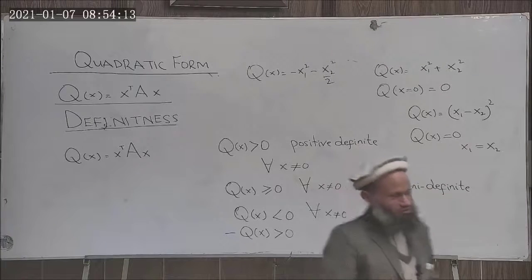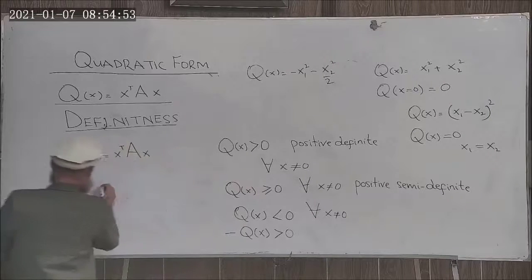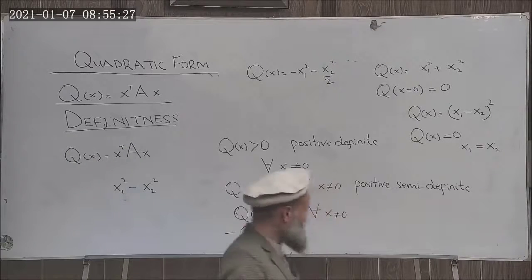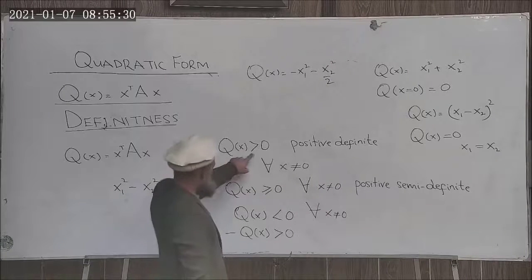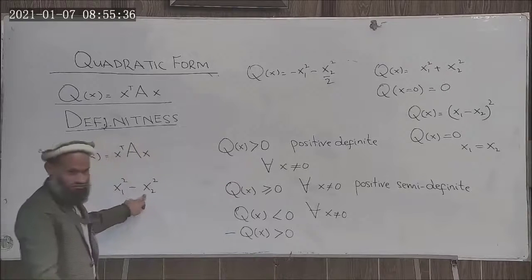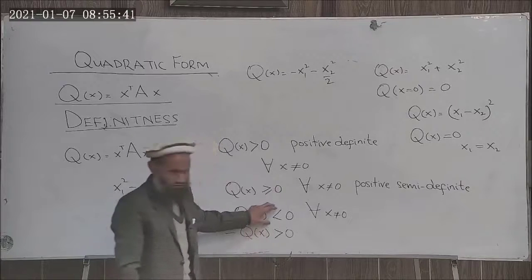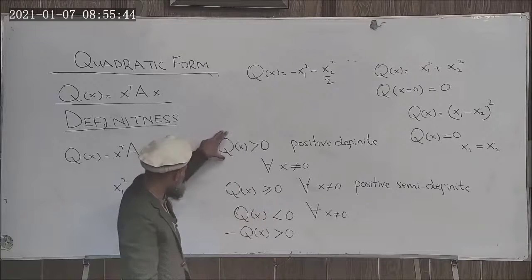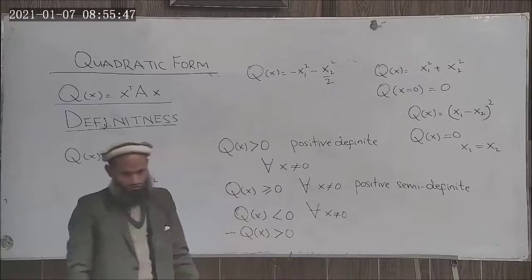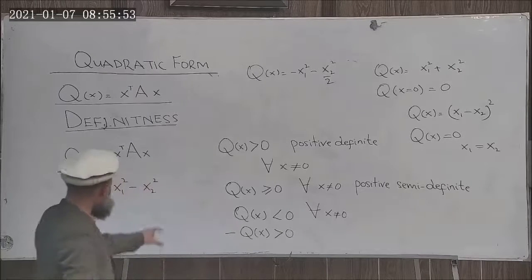And if a function is neither positive definite nor negative definite, it is called indefinite. So what about this function, for example? Does it satisfy this condition? It can even be less than 0 for some x. Does it satisfy this condition? No. So it satisfies neither this one nor this one. So this is indefinite. It is not even positive semi-definite.